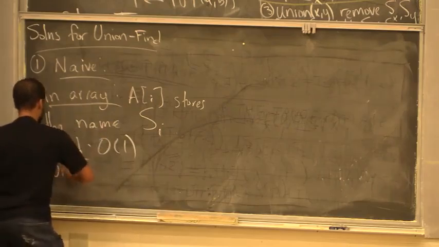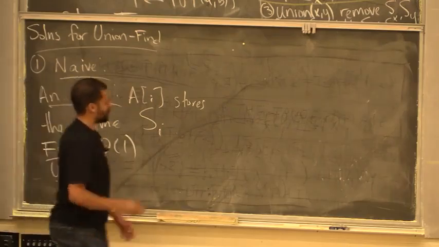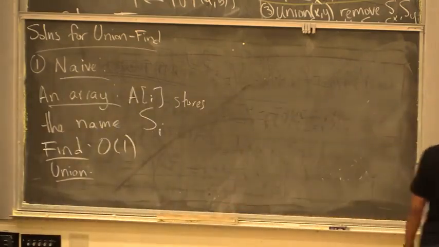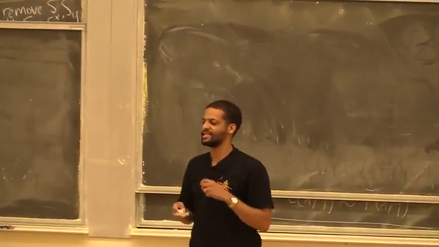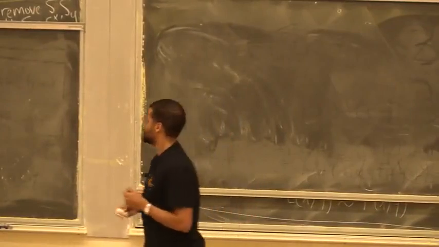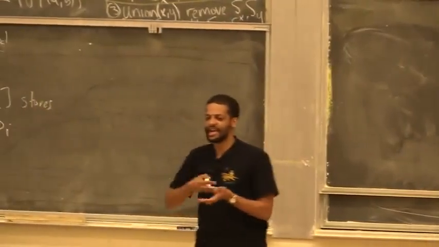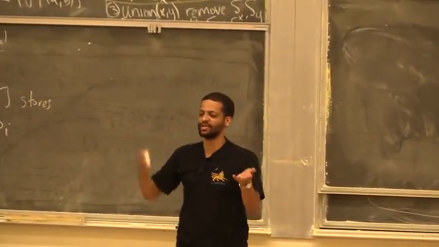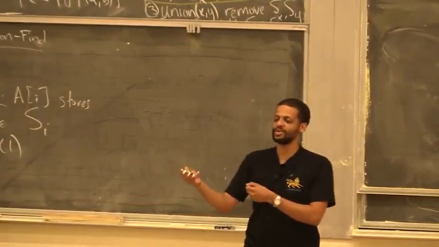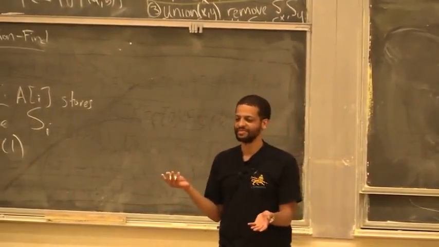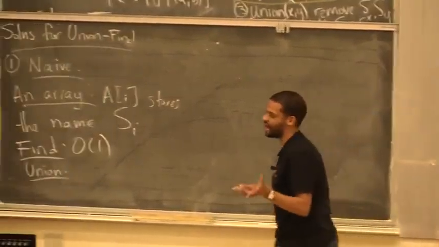How would I do union? So if I do union(a, b), I look at the a-th entry of A, I look at the b-th entry of A, right? Okay, if those two values are already the same, they're already in the same set, I don't have to do anything. But if they're different, let's say the name of a's set is T, and the name of b's set is U. I scan the array, I find everyone who's either a T or a U, and then let's say T is smaller than U. I replace all the U's with T's, right? That's it. So that's linear time because I have to scan this array.